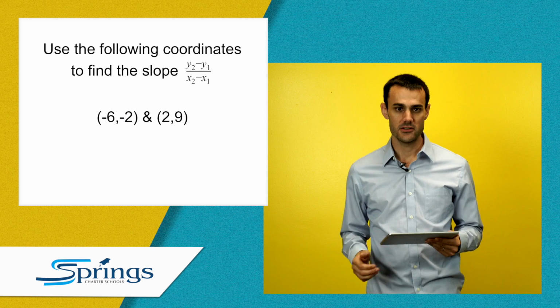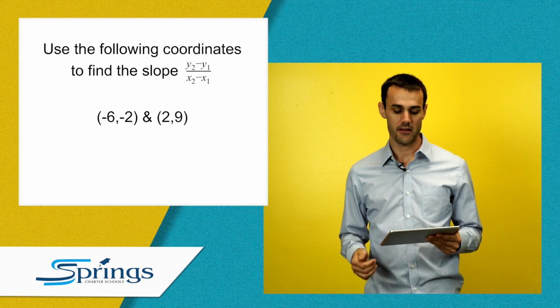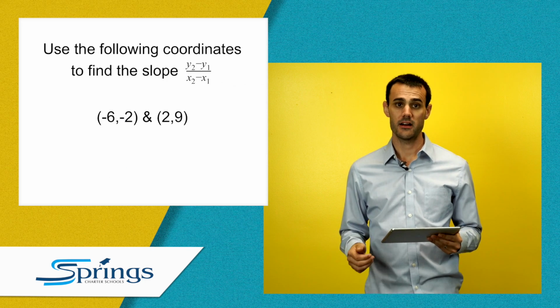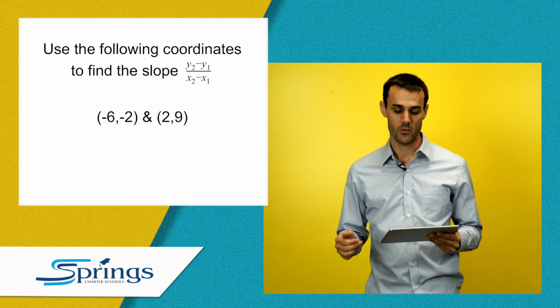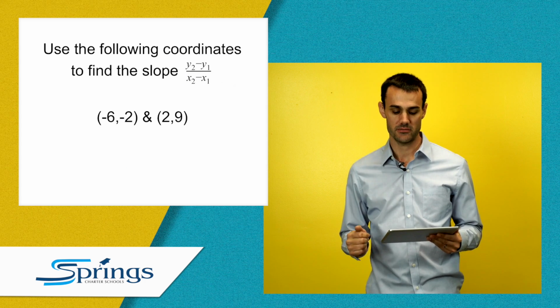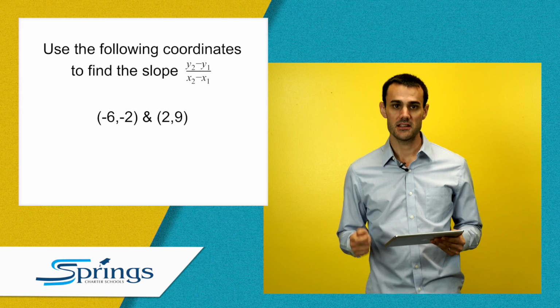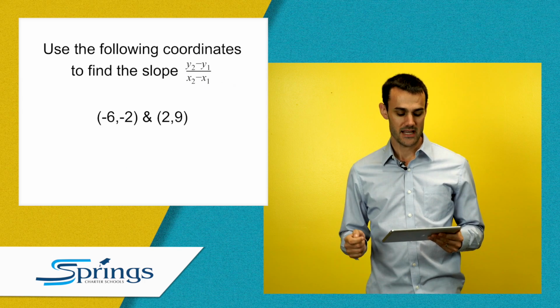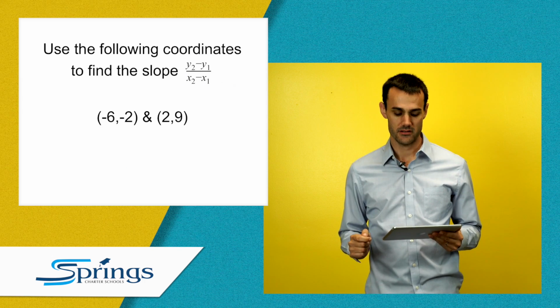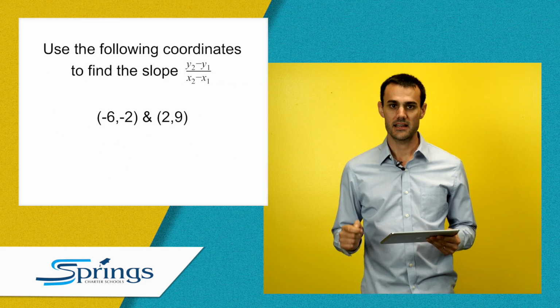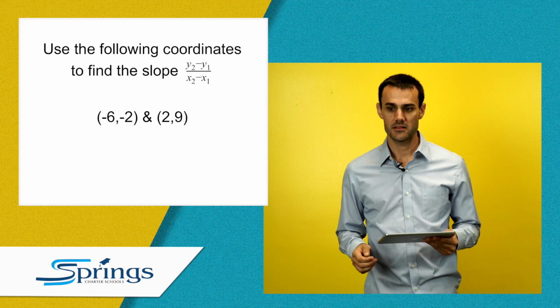Okay, now we're going to ask that you try this one all on your own. Use the following coordinates to find the slope. And again, here I've listed the formula for slope: y2 minus y1 over x2 minus x1. Pay attention to the negative signs we've thrown in here. (-6, -2) is the first coordinate, and (2, 9) is the second coordinate. Go ahead and pause the video and try to figure it out.